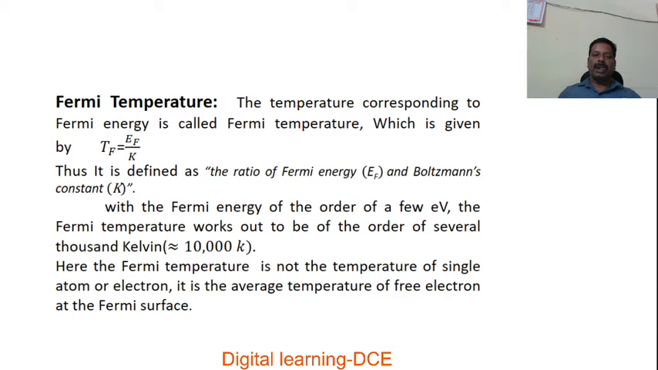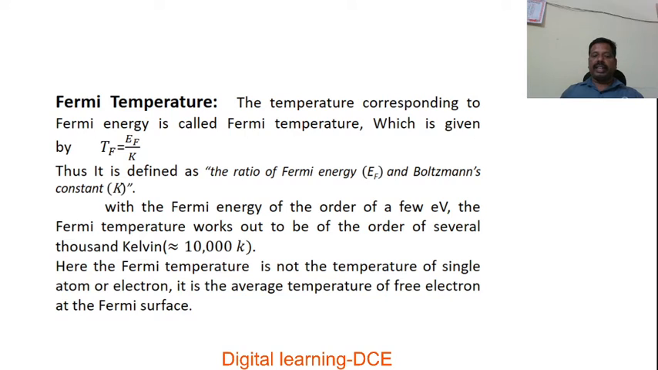First, we have to discuss the concept of Fermi temperature. The temperature corresponding to Fermi energy is called Fermi temperature, which is given by Tf is equal to Ef by k. Thereby the Fermi temperature is defined as the ratio of Fermi energy to the Boltzmann constant.